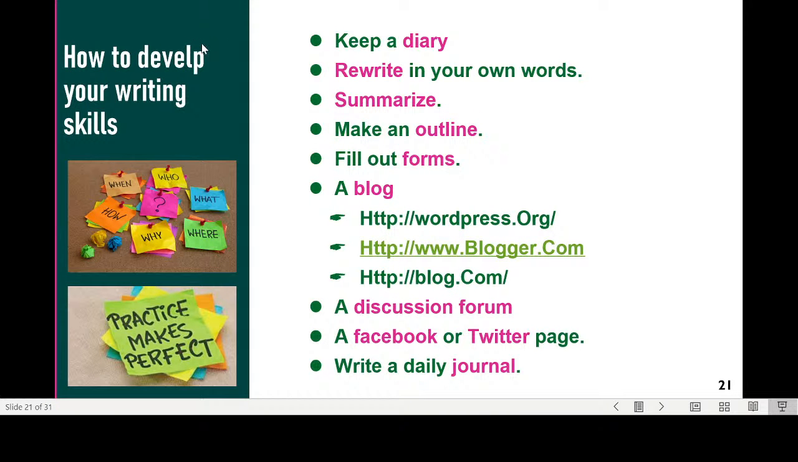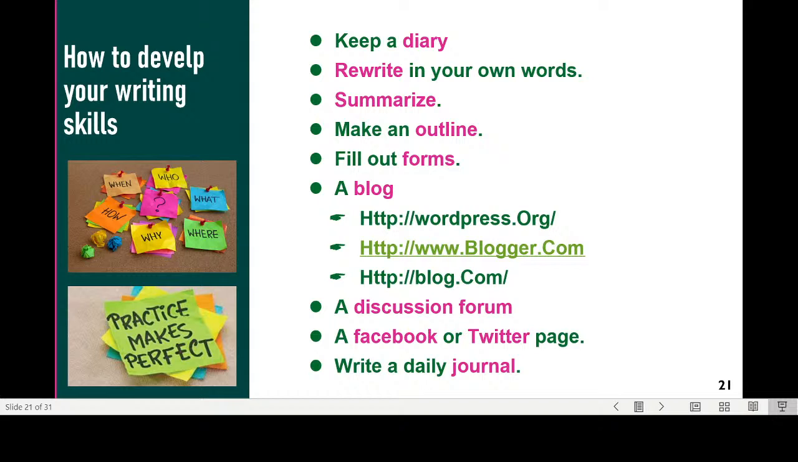An autonomous learner should always practice writing. How can you practice writing? By keeping a diary or a journal. So you write about the things that happen to you, things you've seen, you've heard, your impressions, your comments about an event. It doesn't have to be long. So you just write. Don't be worried about making mistakes.